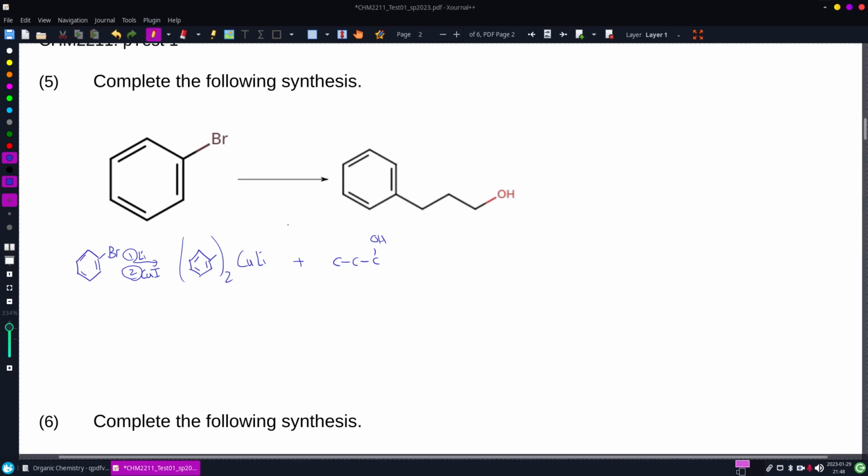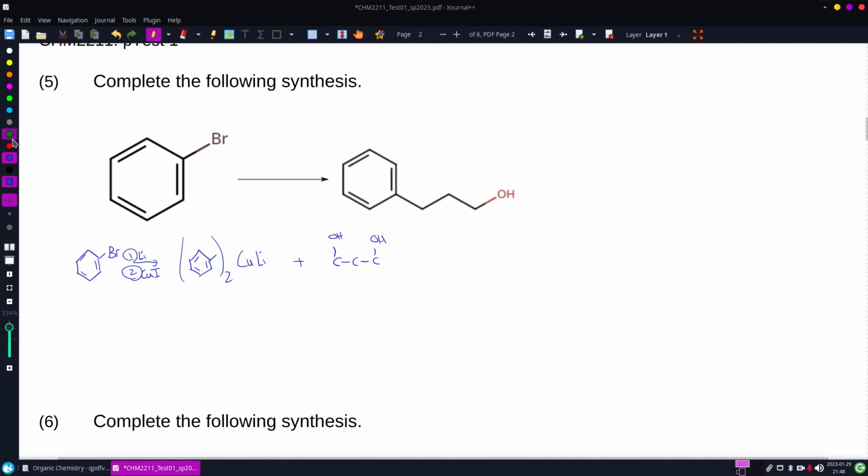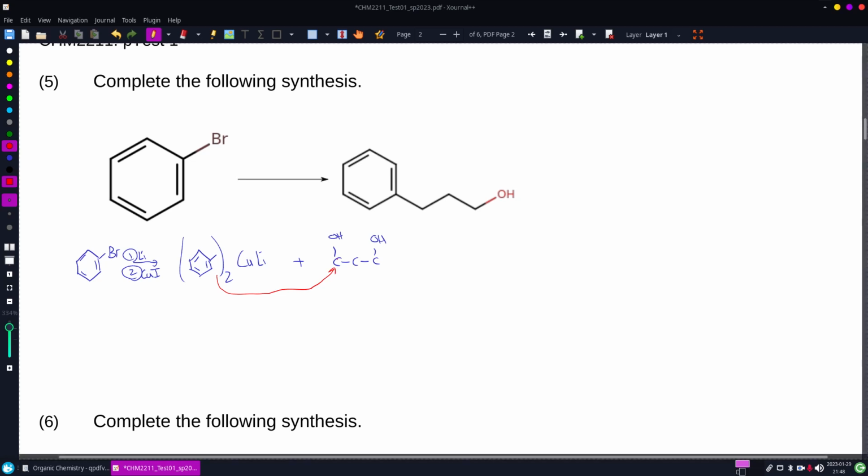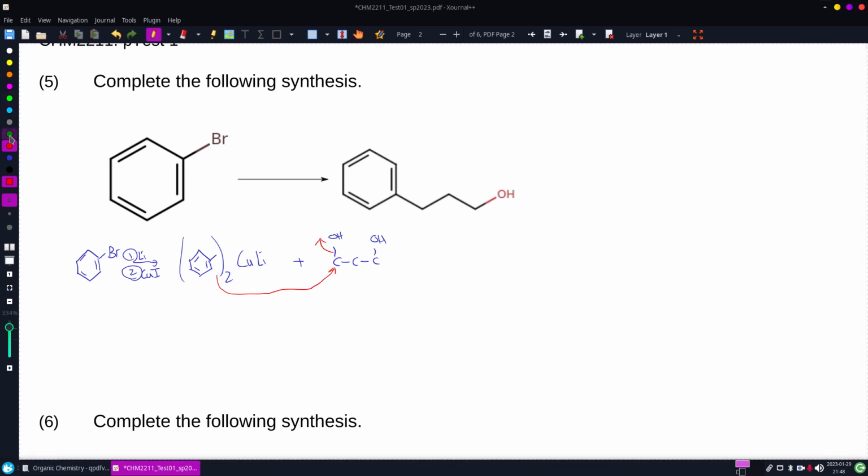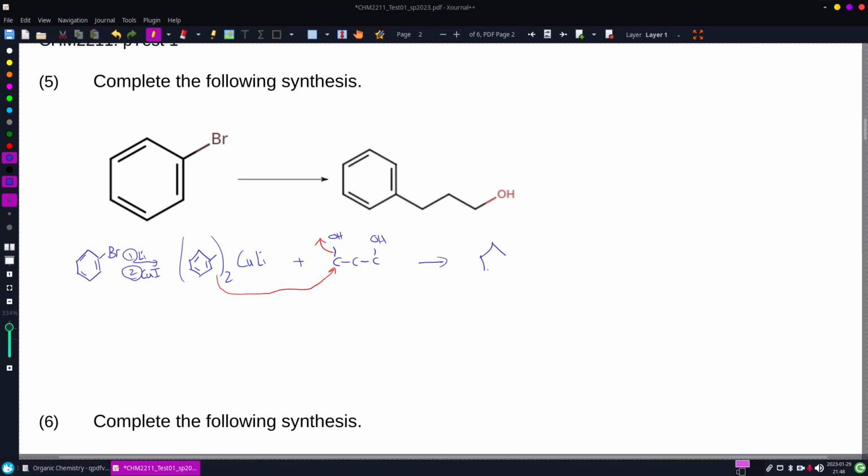So how about we start with something with an OH on either end? Because if I did something like that, this can still do a backside attack to either end, causing that to get kicked off, and I still end up with what I need, which is a benzene ring connected to a carbon, carbon, carbon, OH.